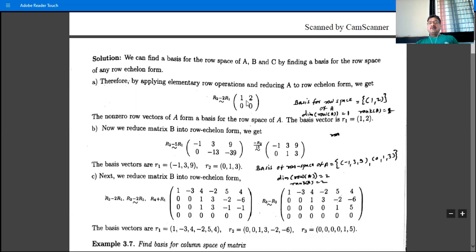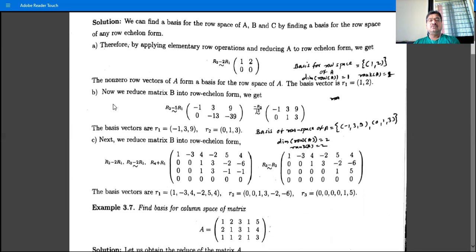The first row, the non-zero row, is one vector. And so the basis for row space of A is this set containing only one element (1, 2), and therefore the dimension of row space of A is 1, because this basis contains only one element, and we know that the dimension of any vector space is the number of elements in its basis. So this basis of row space of A contains only one element, and therefore dimension of row space of A is 1, and therefore rank of A is 1. The rank of the given matrix is 1.